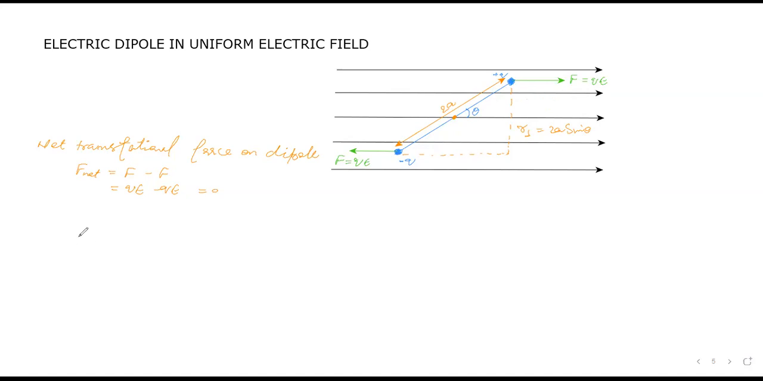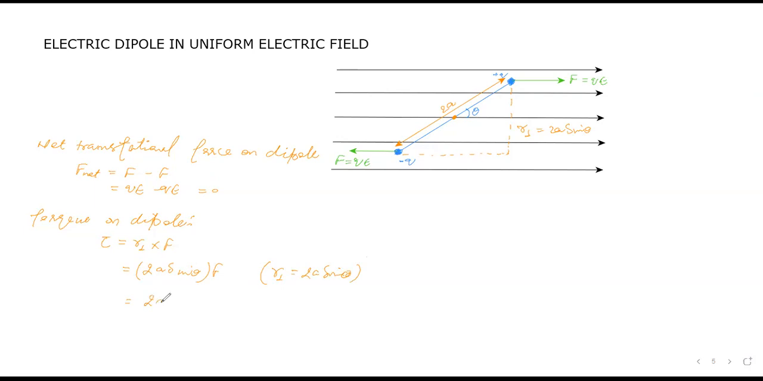Yes, sir. And now, what will be the torque on the dipole? You already know the equation, sir. The torque is R perpendicular cross F. And you have R perpendicular as 2A sine theta, into F. What is F? F is QE. Just 1 second, I am increasing a step here. Into F, we have R perpendicular as 2A sine theta.